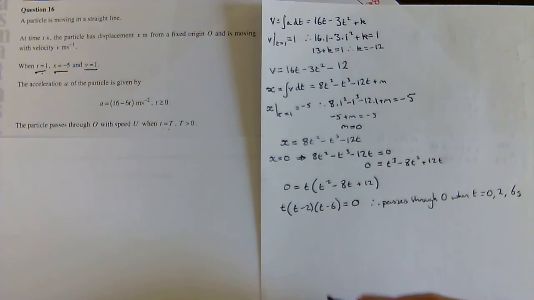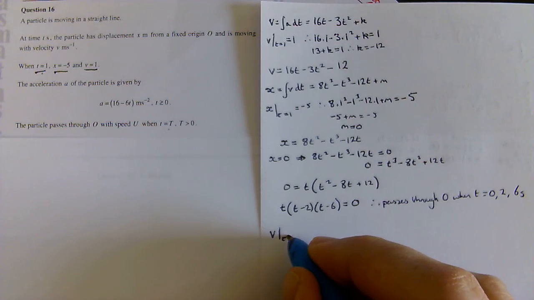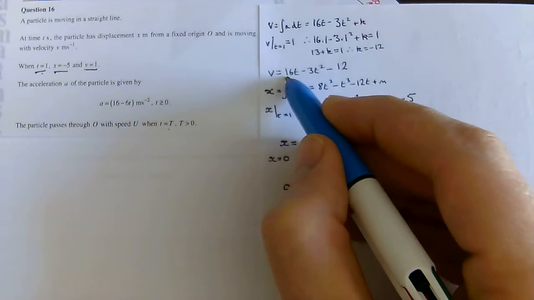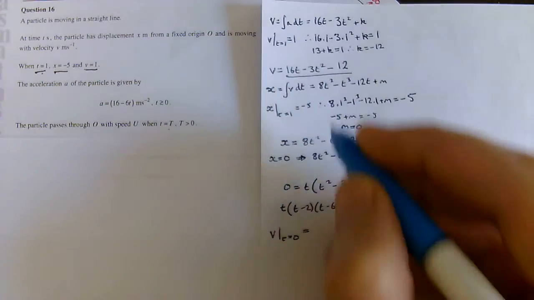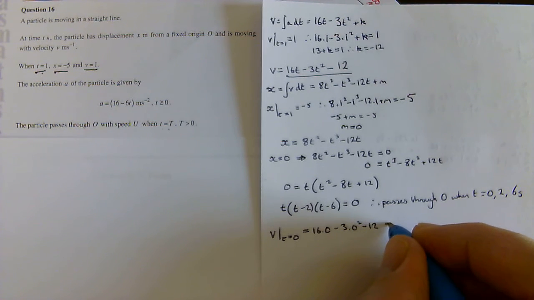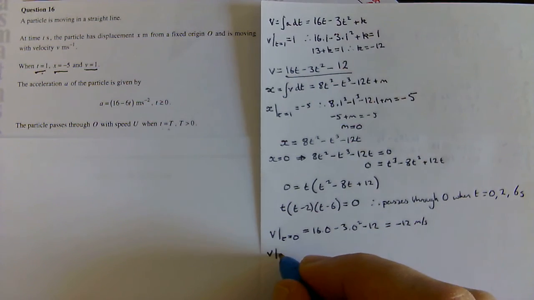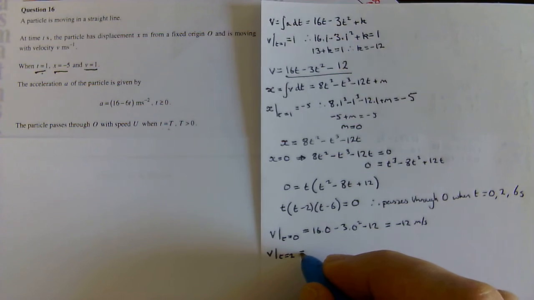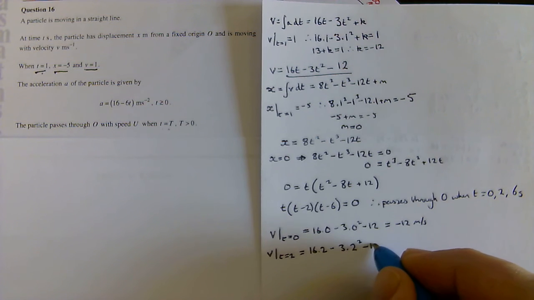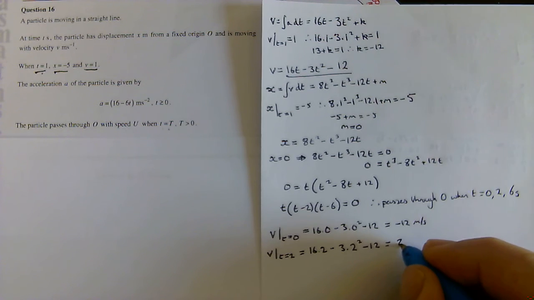So we're going to go back to our velocity. So velocity when t equals 0. Here's my formula for my velocity. It's going to be 16 times 0 minus 3 times 0 squared minus 12, which is minus 12 meters per second. The velocity when t equals 2 is going to be 16 times 2 minus 3 times 2 squared minus 12. It's 32, minus 12 is 20, minus 12 is 8 meters per second.